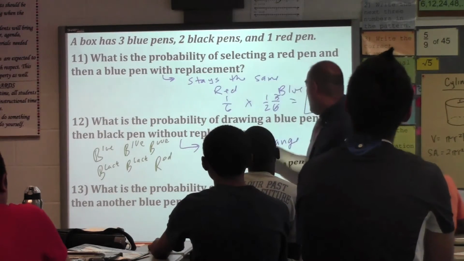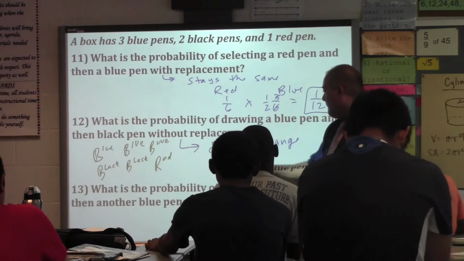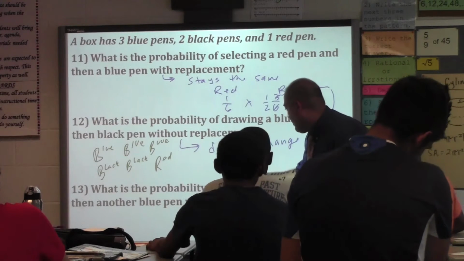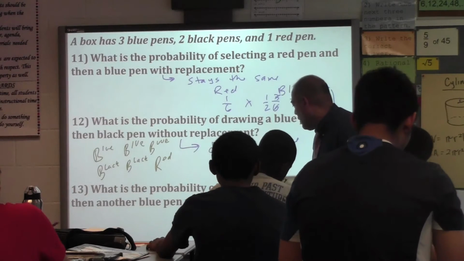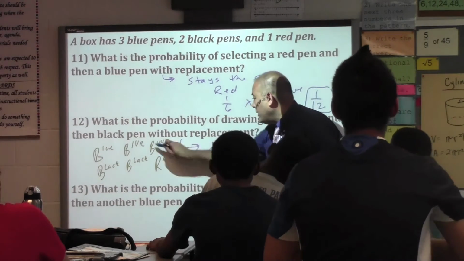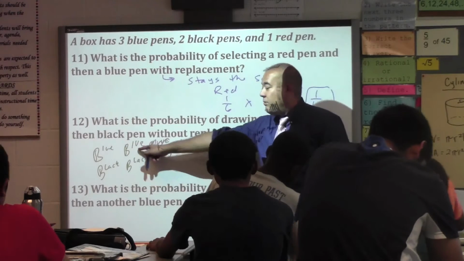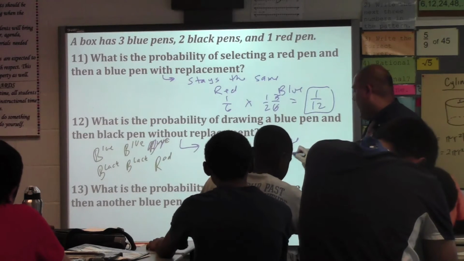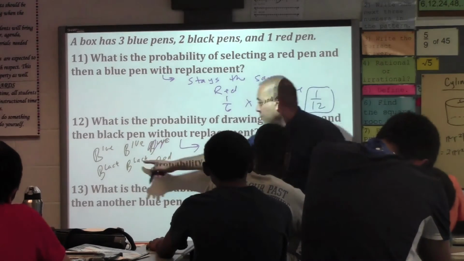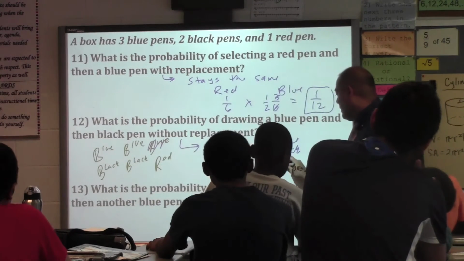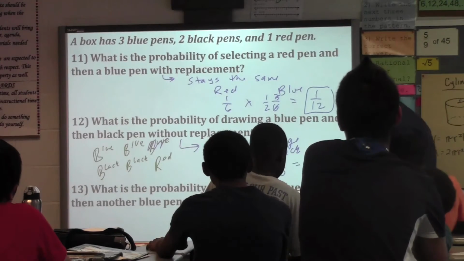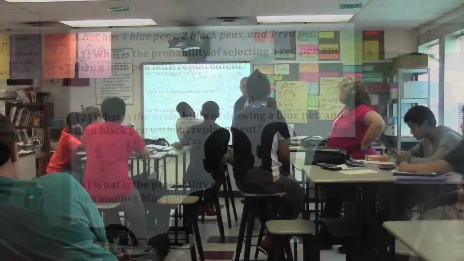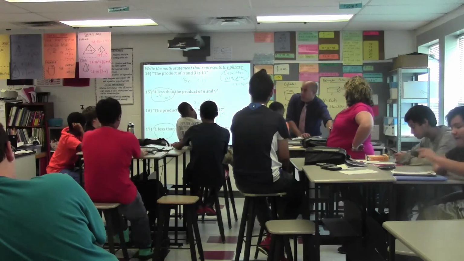Now, what's the probability of getting a blue pen? Blue pen is going to be 3 out of 6, which reduces to 1/2. You take the blue one out, you don't put it back in. How many pens do we have left? 5. And now what's the probability of the next one being black? 2 over 5. We multiply, and we end up with 1/5.